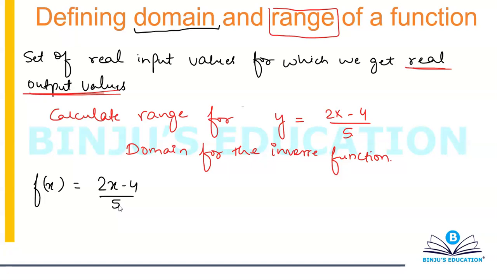As of now, you have f(x) in terms of x. That is, f(x) is (2x minus 4) divided by 5. This is the function. If you want to calculate the inverse, then calculate x in terms of f(x). So let's do that. I can write 2x minus 4 will be equal to 5f(x).